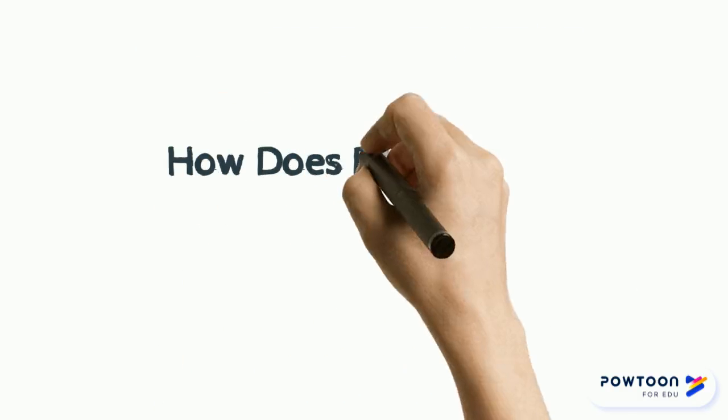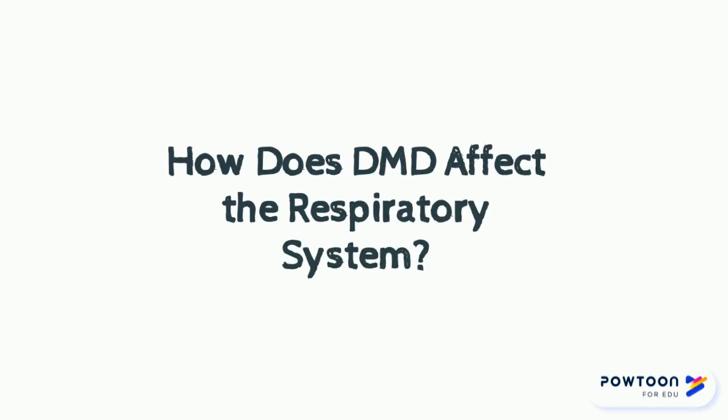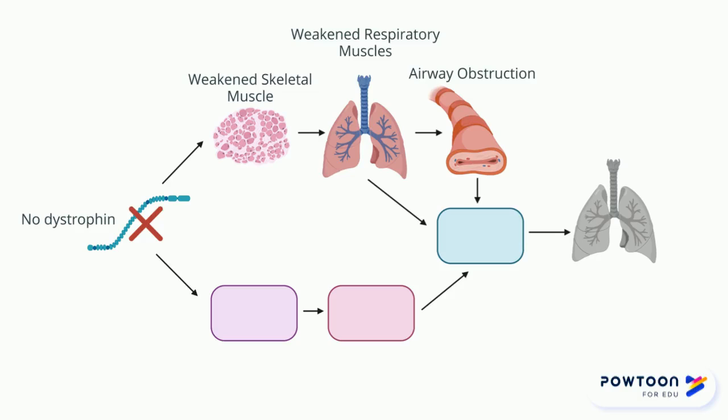So, now that we've covered the basics, we can get into how DMD affects the respiratory system. As we've seen before, the lack of dystrophin leads to weakened skeletal muscles. As respiratory muscles are a form of skeletal muscles, they are also weakened. This leads to complications such as obstructed airways, as people with DMD will not have the strength required to cough effectively, and an increase in the work of breathing.